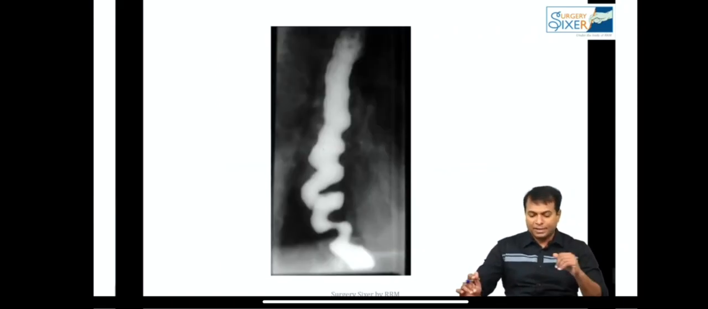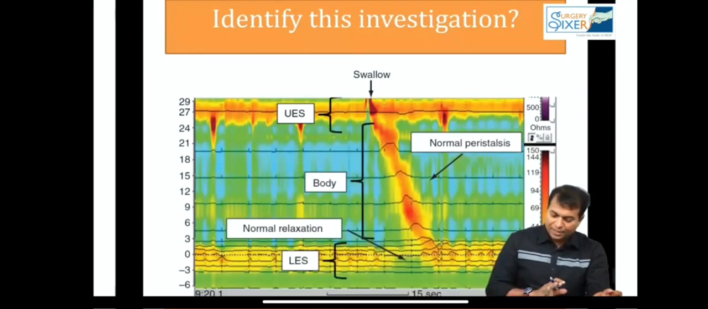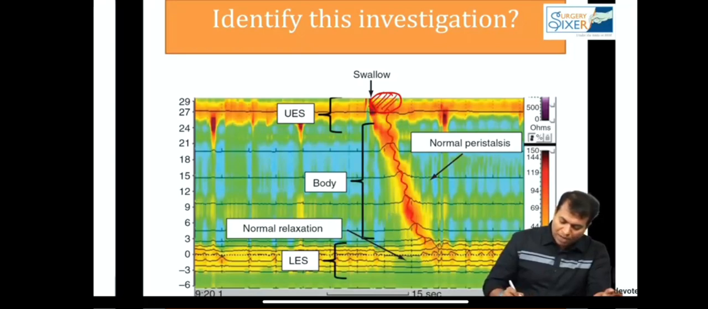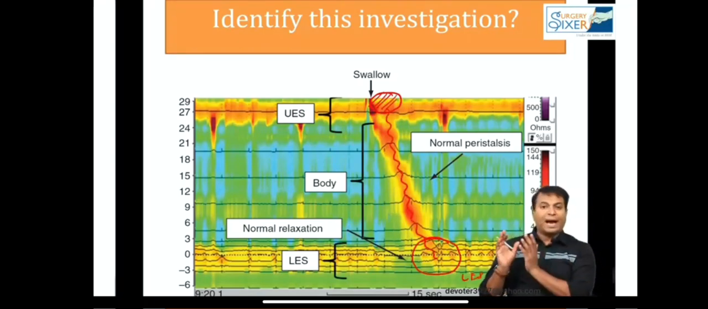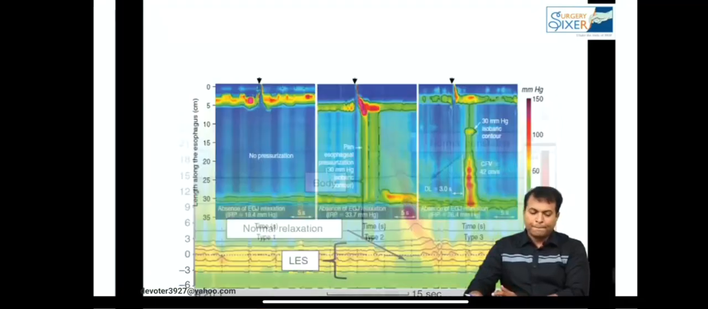Okay, this is the bird's beak appearance, and this is corkscrew esophagus. Sorry, this is a manometry finding. You can see as the patient swallows, the food is moving in the esophagus. This is normal peristalsis, and this is the LES. So this is a normal high resolution manometry finding. And these are the achalasias.